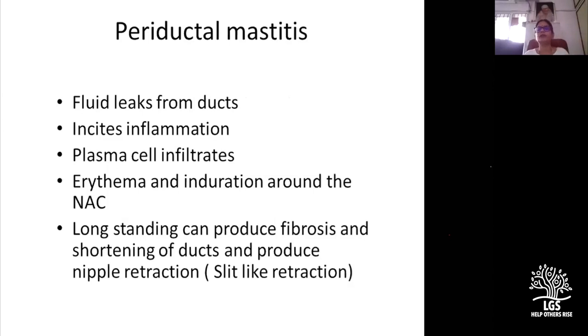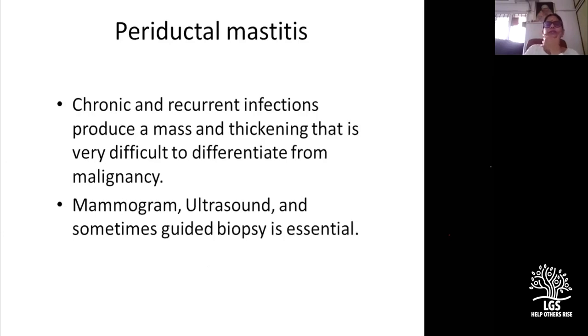This is very typical because when people keep having recurrent erythema and induration around the NAC, with long-standing, repeated infections and fibrosis, the whole thing may feel very hard, and differential diagnosis with cancer is very difficult. So particularly when there is a history of the nipple getting pulled in, you would also biopsy it wherever there is a doubt. But clinically, it's nicer to use your clinical skills. If you see a slit-like retraction, then you can be sure that it is not malignant, and it is usually related to periductal mastitis.